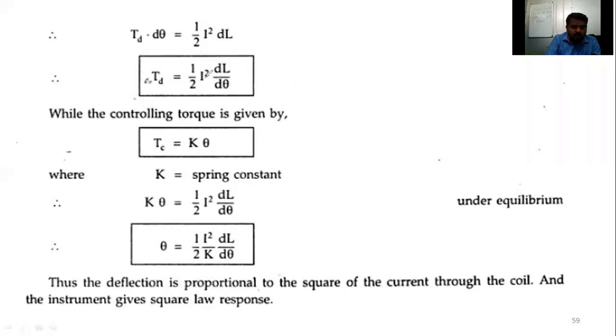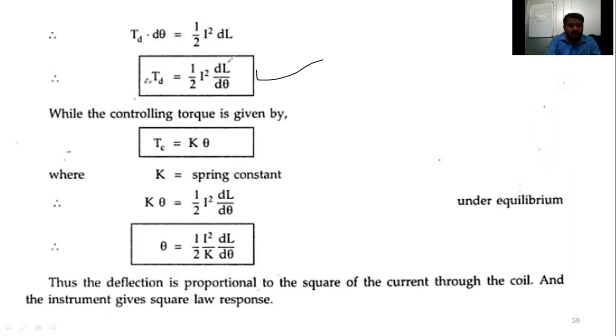TD equal to 1 by 2 I square dl by d theta. This d theta on the LHS I will send to the RHS, so it becomes dl by d theta here. Is it correct? Yes, rearranging the equation, we can do this. This is the torque equation of the moving iron instrument.